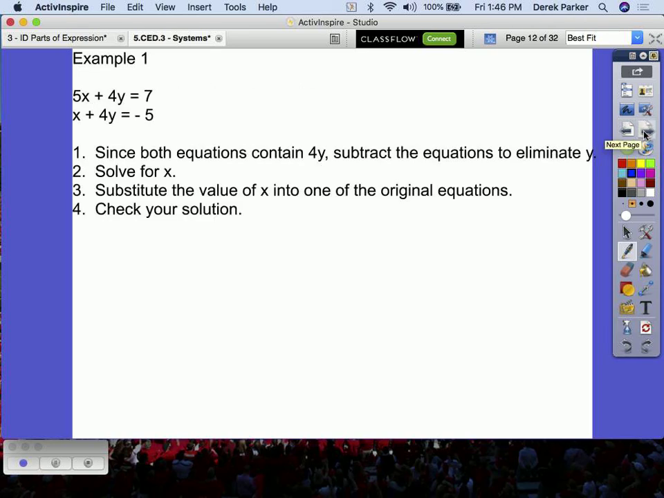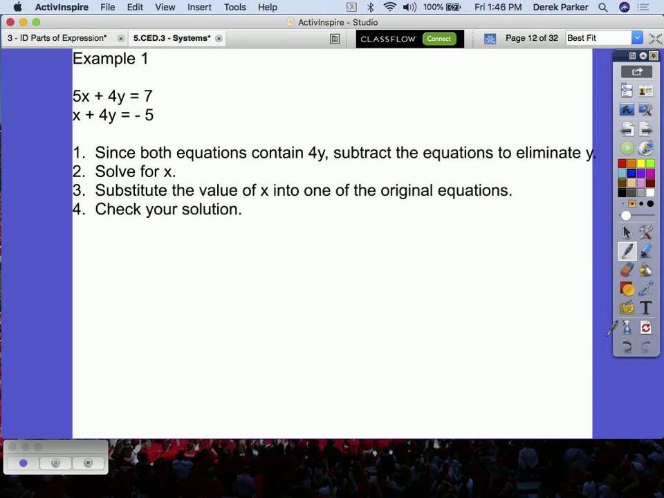Example 1. The first equation is 5x plus 4y equals 7, and the second equation is x plus 4y equals negative 5. Okay, first thing you're going to look at is which variable can I get rid of? In this problem, I'm going to get rid of the y, and the reason why is this. They both have the same coefficient. The coefficients for y are both 4. So since both equations contain 4y, I'm going to subtract the equations to eliminate the y.